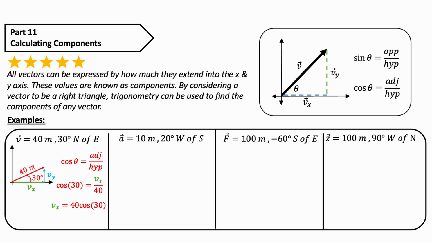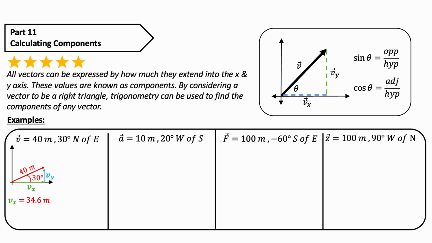So making sure that we are set in degrees mode, we then enter into the calculator 40 times the cosine of 30, and it spits out that it is 34.6. That is how long the x side length of our vector is, and we've solved for the x component. Well, now let's solve for the y component.